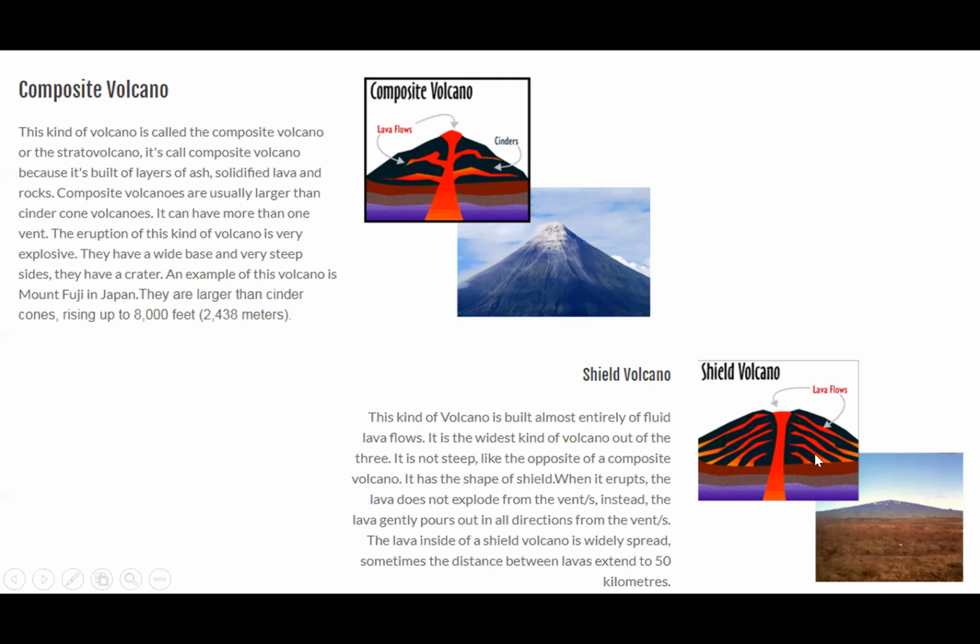So sometimes these can be up to like 50 kilometres apart. So the islands of Hawaii, they are literally made up of shield volcanoes. Each island would be one huge shield volcano. So that's your two different types.